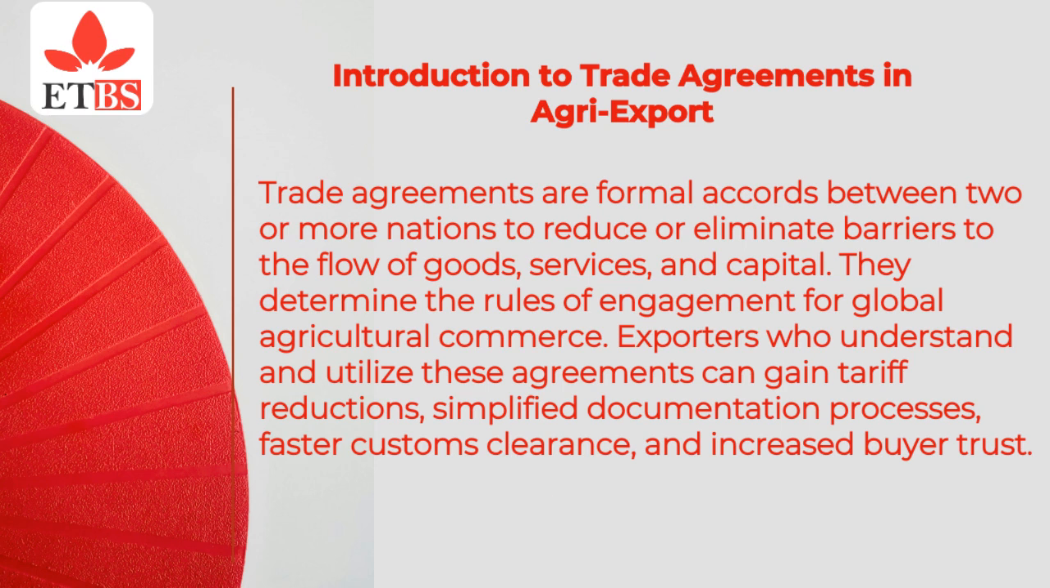Types of trade agreements. First, bilateral agreements between two countries, e.g., Nigeria-Morocco Agricultural Partnership. Second, multilateral agreements among several countries, e.g., WTO rules. Third, regional agreements specific to regional blocks, e.g., ECOWAS Trade Liberalization Scheme.